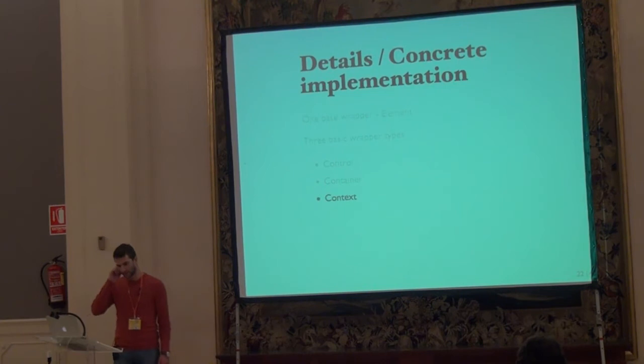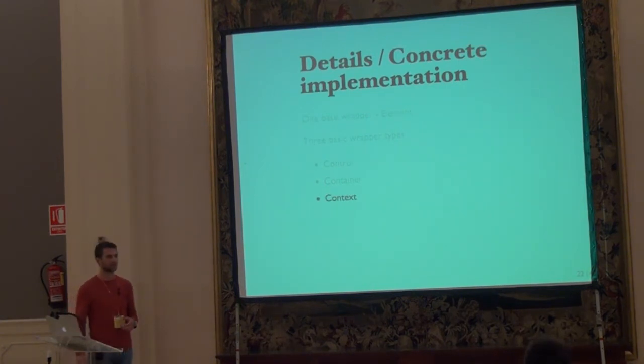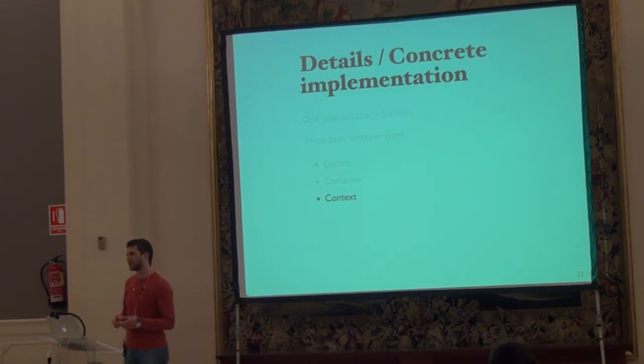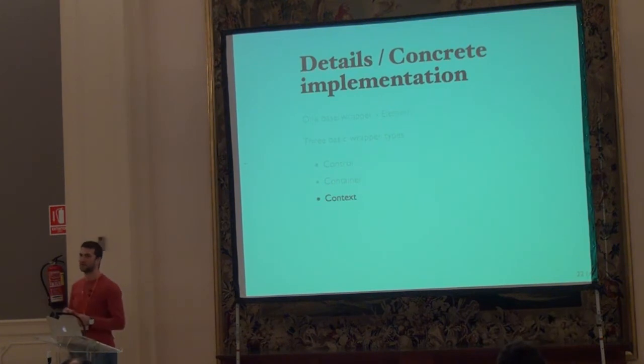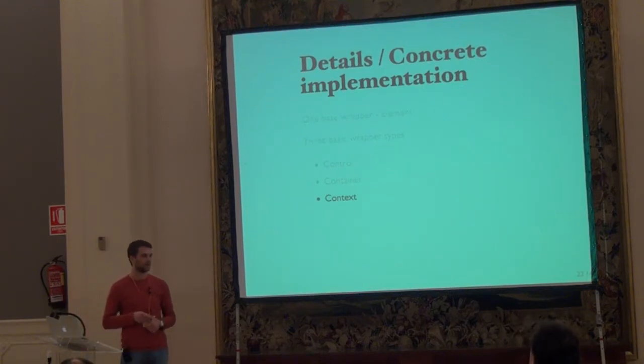And the last type is context type. Context type extends container, so it can contain other elements, but the difference is that context type creates a new visual surface on the screen. So basically these are window, tab, and tab group.